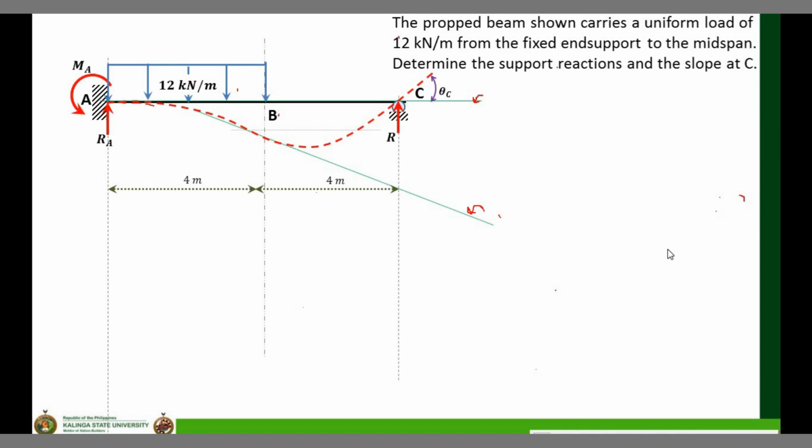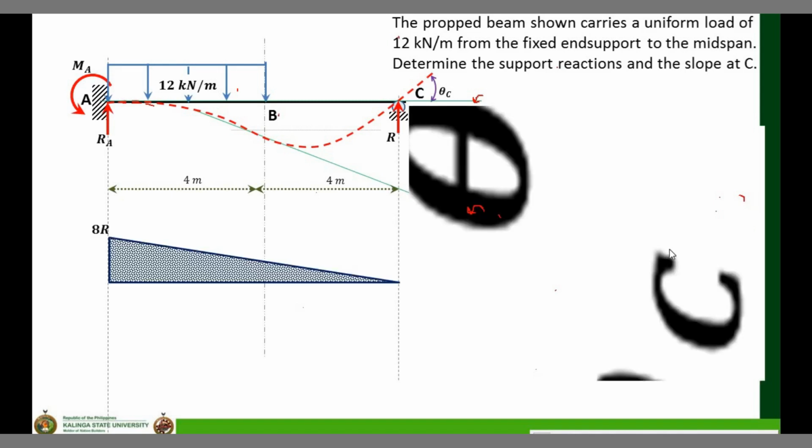So paano ulit natin to isosolve? Now if you wait, isimpak lang wait.